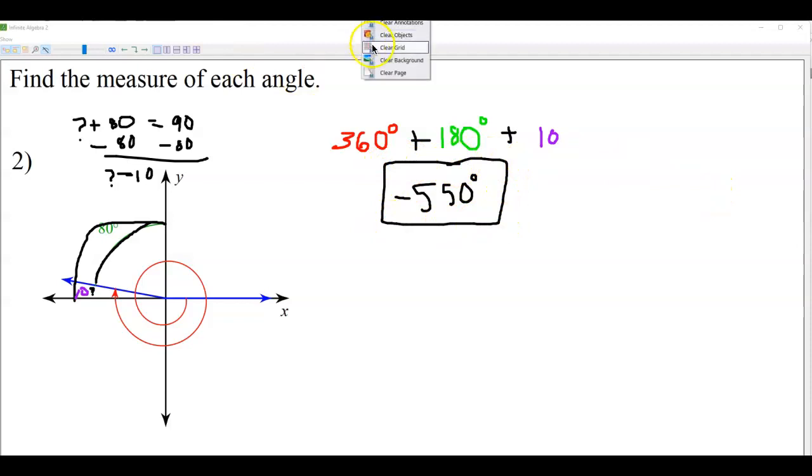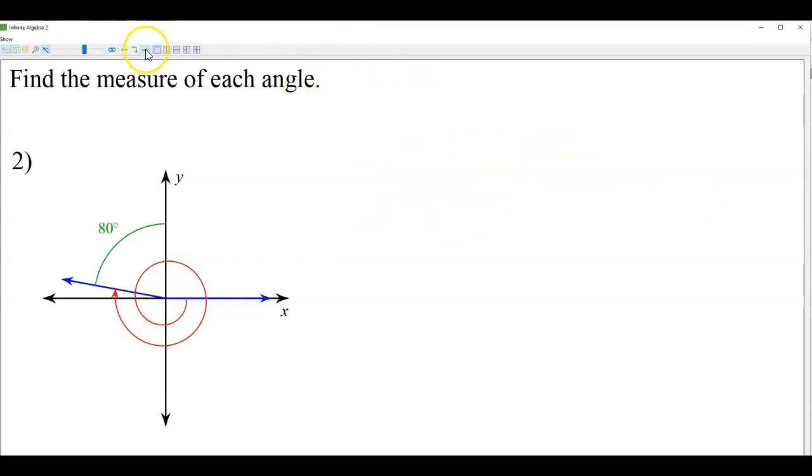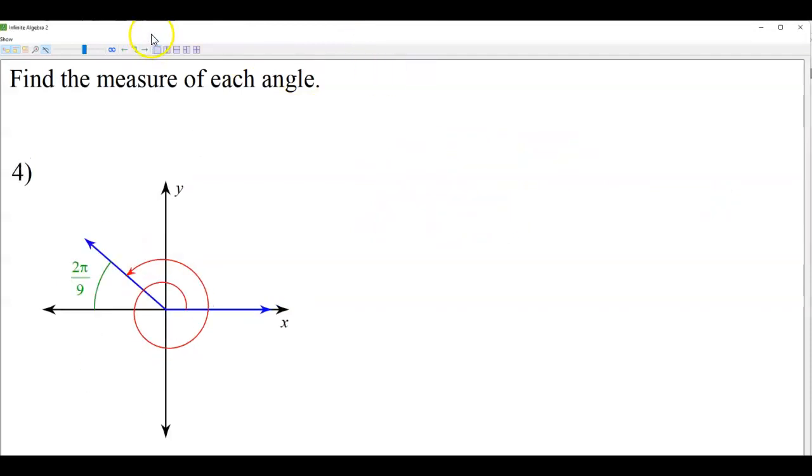All right, so this is number 2. Let's go ahead and take a look at yet another, number 4. Same kind of question, but this time notice that we have a pi instead of degrees. That means we're doing radians instead of degrees. So whenever we do a full circle with radians, it is equal to 2 pi. So my first red arc there is equal to 2 pi. But we're not done. We need to add some more to it.